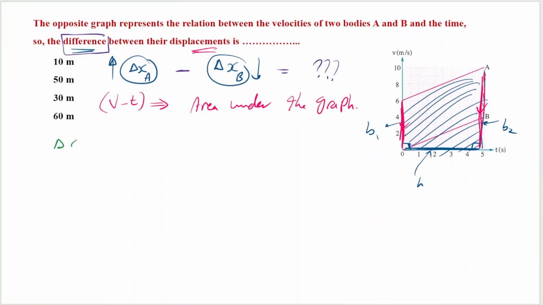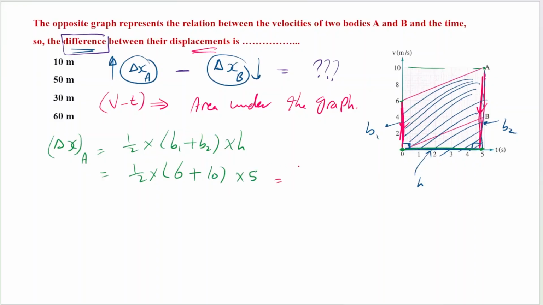So the displacement covered by A is equal to half times base 1 plus base 2 times height. So half times base 1, it's extended from 0 to 6, so it's 6, plus base 2, it extends from 0 to 10, times the height, it extends from 0 to 5. So now we have half times 6 plus 10, which is 16, times 5. Half times 16 is equal to 8. 8 times 5 is equal to 40. Can you see? We got the same number, but in one step. So this is the first part.